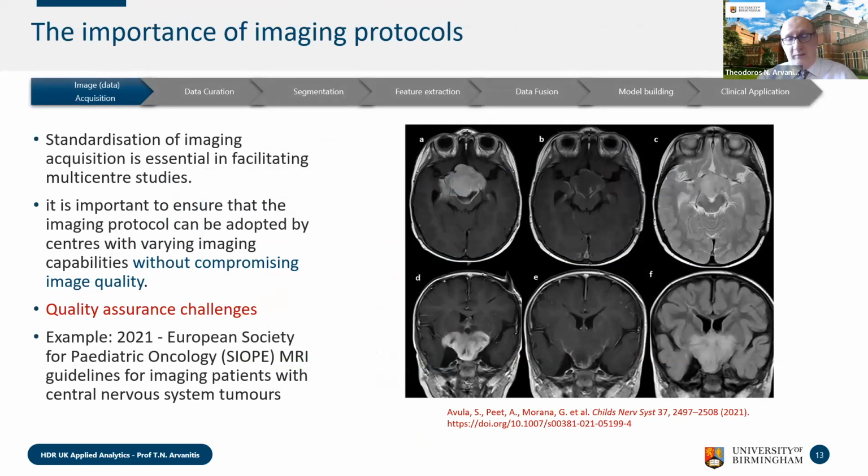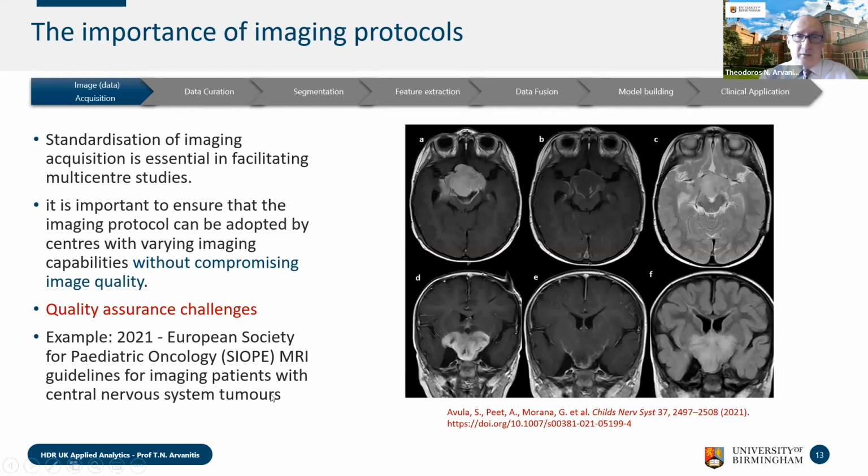We don't have, thankfully, so many every year, and some types are more rare than others. But equally, I think it is important that imaging protocols can be adopted by different centers that have varying capabilities without compromising the image quality.